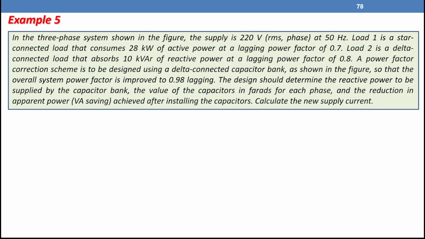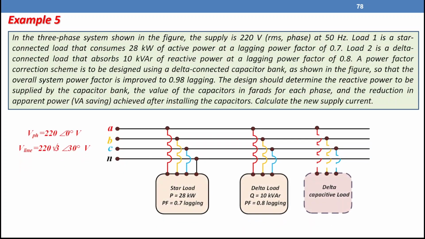Let us take an example. Example number 5 in this course. Three-phase system shown in the figure. We already analyzed this system in video number 8 in this course. So we have a supply voltage 220 volt angle 0 phase value feeding 2 loads. Load number 1 is a star load with 28 kilowatt, 0.7 power factor lagging, and load number 2 is a delta load with 10 kilovar, 0.8 power factor lag.